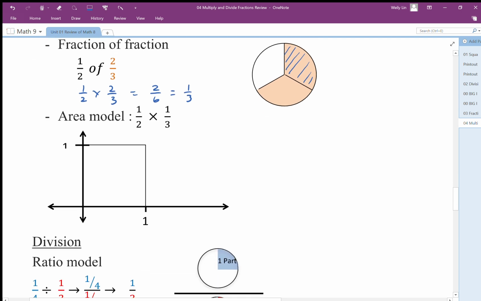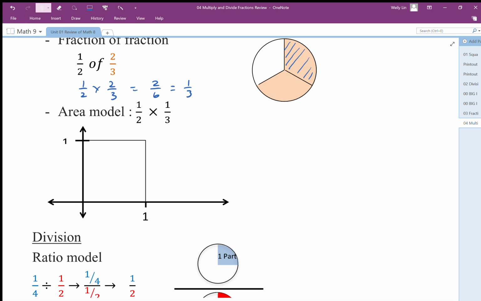The other model that we use for multiplication is our area model, length times width. And we use this to justify our top times top, bottom times bottom. So if we have 1/3 times 1/2, or 1/2 times 1/3, I can think of 1/2 along here, and I can divide this into thirds along here. So this represents 1 part out of 2 parts whole. Okay, that would be that section there. And then for the 1/3, I can say that this position is 1 part out of 3 parts whole.